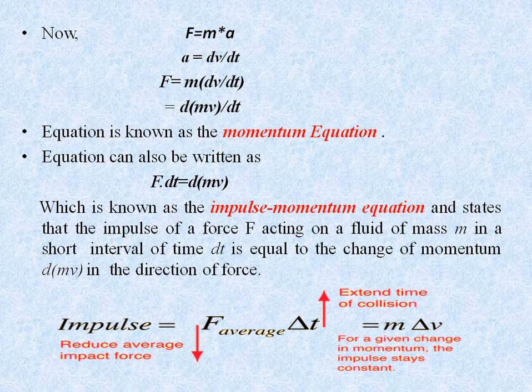that is mv1 minus mv2. So the impulse reduces the average impact force: F average decreases as time increases. At that time the average impact force is reduced. For a given change in momentum, the impulse stays constant.